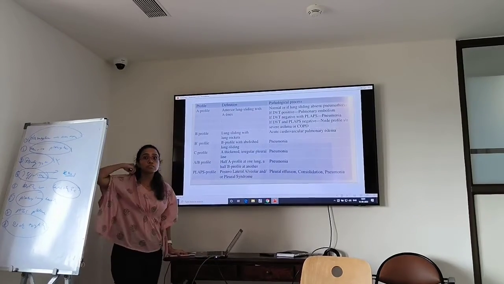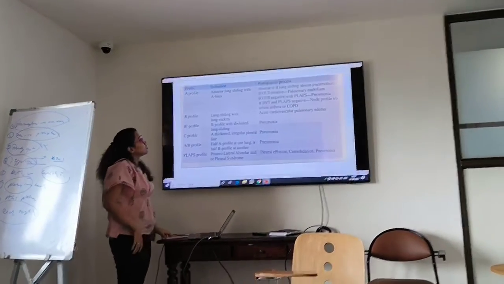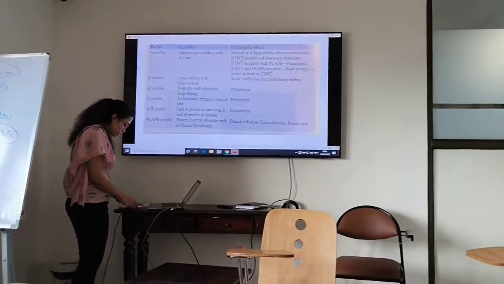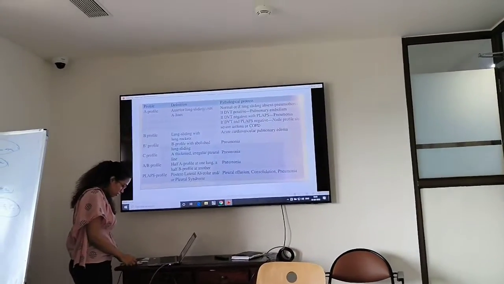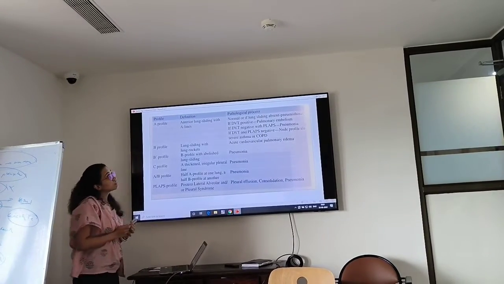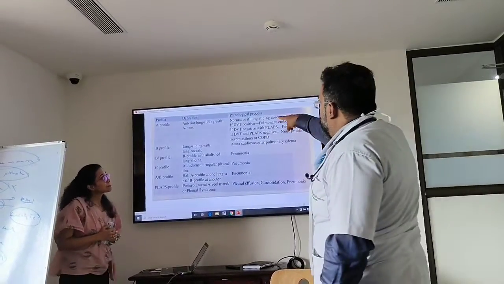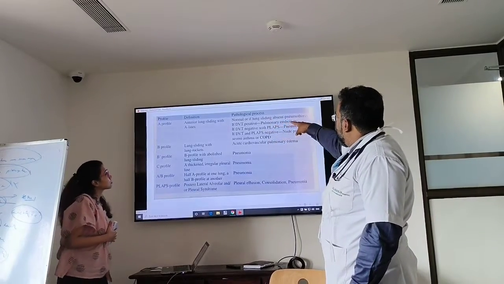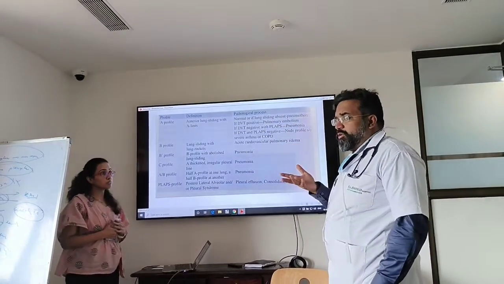So important this is. When you have the A profile, there is anterior lung sliding with A lines. What does this mean? That the lungs are normal. Are you understanding? It's such an important protocol. A profile means the anterior lung is sliding with A lines, which means the lung is normal.